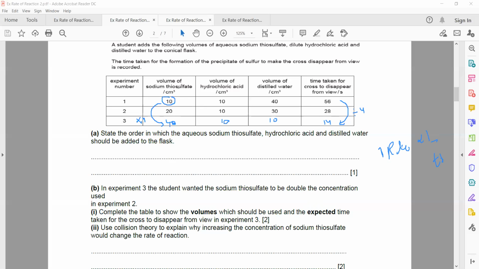You can compare the first experiment with the third experiment, or the second experiment with the third experiment. It will not make a difference. When we are comparing the second experiment with the third experiment, compared to the second experiment, the volume amount is double. So if the amount is double, the time for the cross to disappear will be half. So if it was 28, then it will be divided by 2. So it will become 14. Is this clear? Part B.